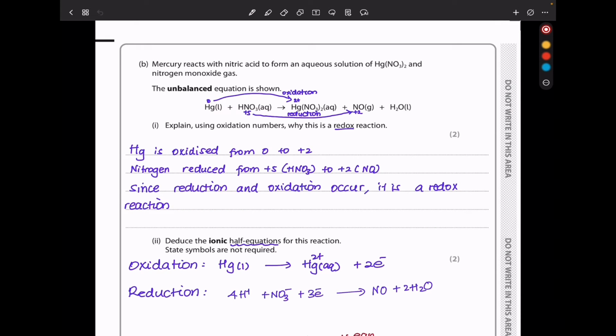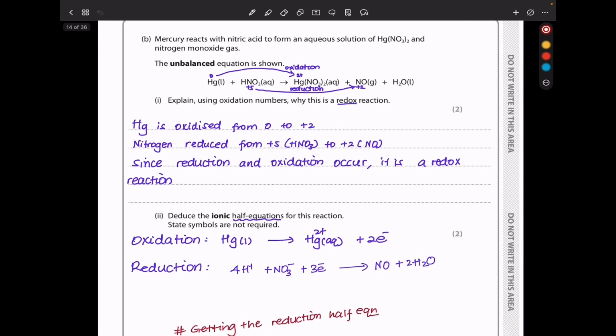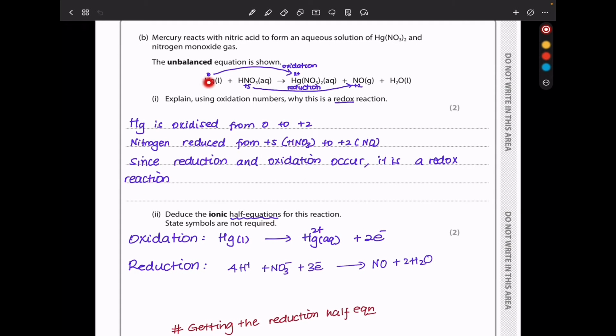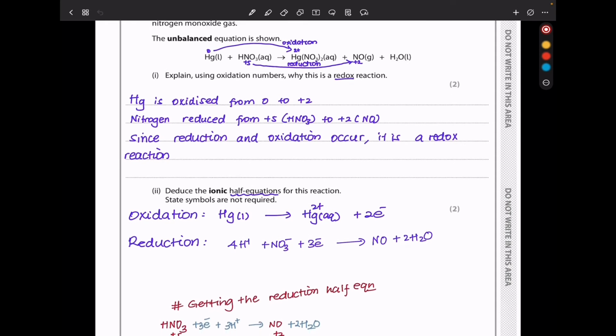In part B, mercury reacts with nitric acid to form an aqueous solution of mercury nitrate, and nitrogen monoxide gas. The unbalanced equation is shown, so this is the equation. And then they say explain using oxidation numbers why this is a redox reaction. So this is a redox reaction because mercury is converted to mercury 2+, that is oxidation. And here in nitric acid, the nitrogen is converted from +5 oxidation state to +2 oxidation state, and that is reduction. So because both oxidation and reduction occur, we can call this a redox reaction.